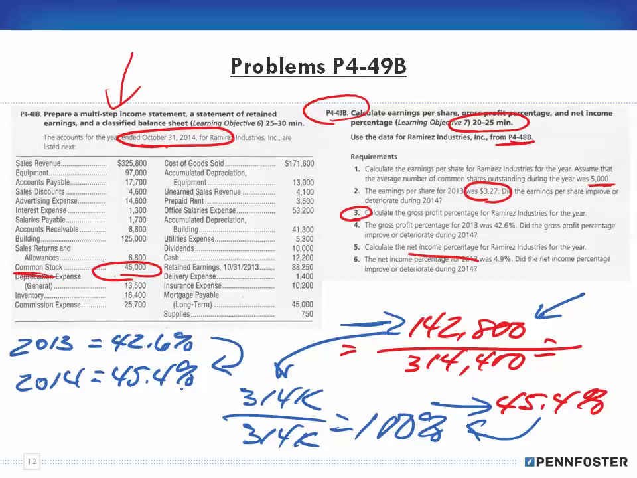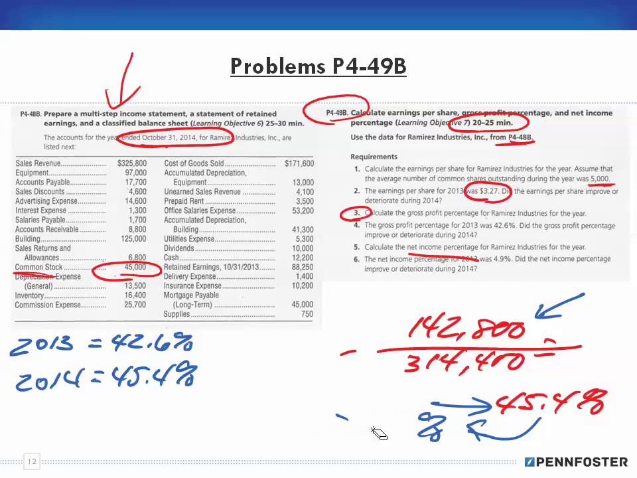So for the year of 2014, my gross profit actually went up, because if it went down, let's just take 100,000 over 314. That would be approximately 33%. Okay, so you could see how if my gross profit goes down, my gross profit percentage goes down. And when my gross profit goes down, that means I have less money to be able to spend on my selling and admin expenses.